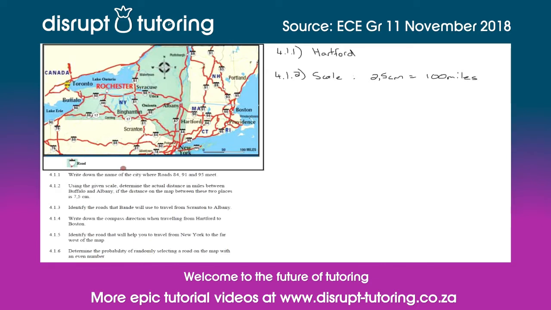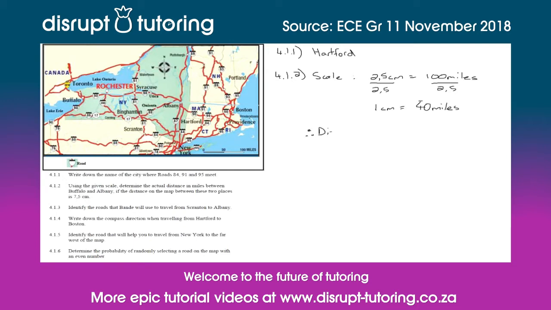Now we need to find out how much 1 centimeter is. If we divide both sides by 2.5, we get that 1 centimeter equals 100 divided by 2.5 in your calculators, which is 40 miles. What this tells us is that for every 1 centimeter measured on the map, it represents 40 miles in real life.